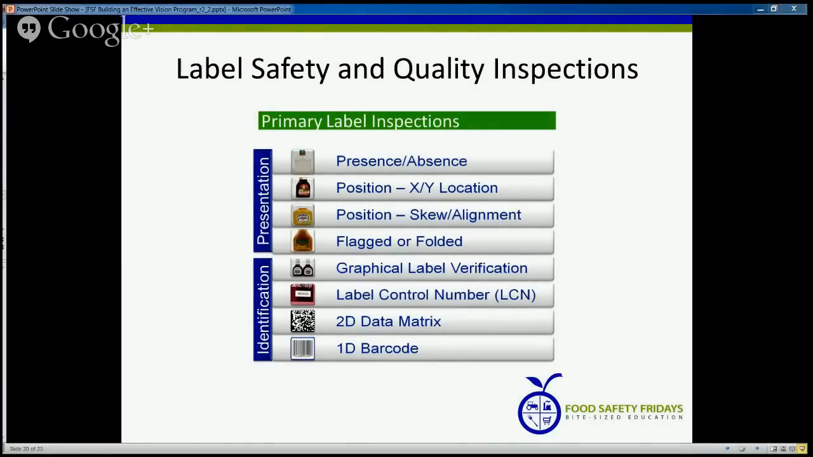A couple other things to consider here. Label safety and quality inspections. So what type of inspection is being performed? Is it a quality inspection? The location of a label? Is it a position, skew, or alignment? You have a flagged label potentially. Or are we doing identification inspections? Are we looking for some sort of a barcode, 2D code, alphanumeric code, or graphic? These are all things that need to be considered when implementing a vision system. What inspections need to be performed?